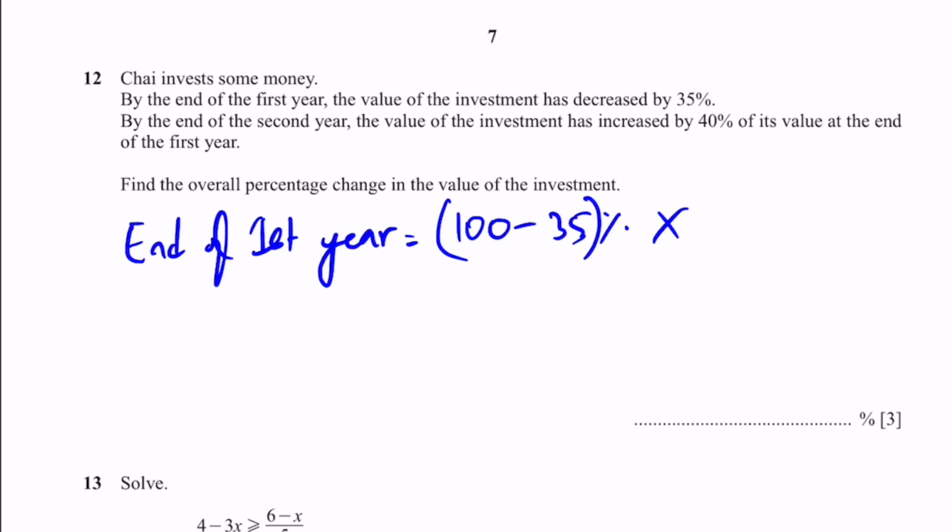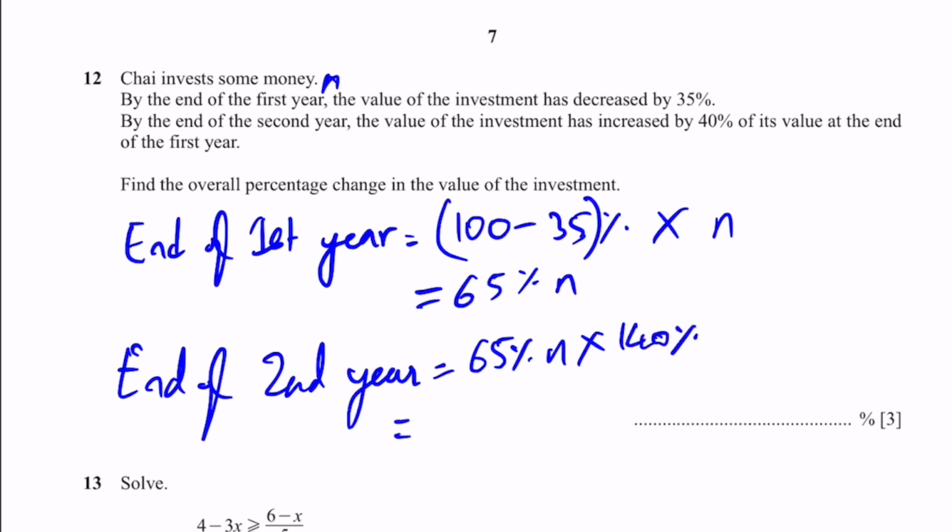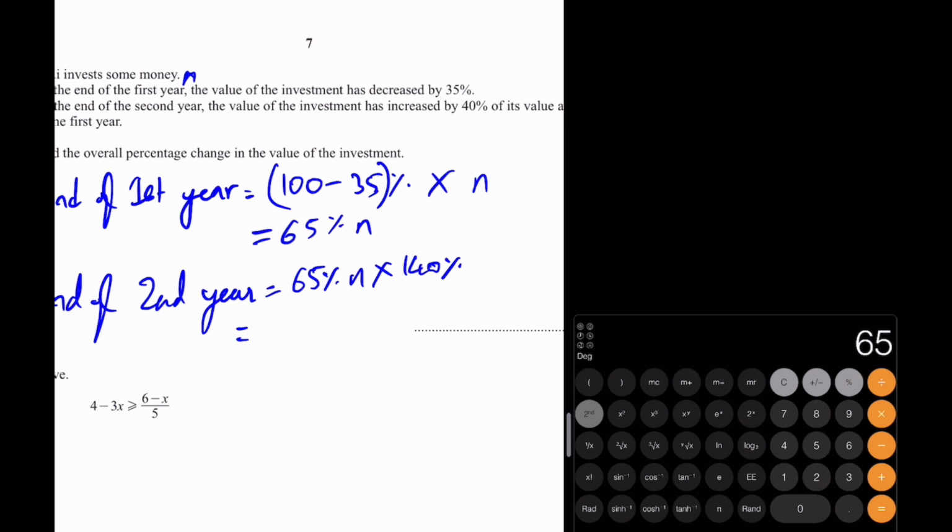So let's just call that N. So I'll just say that the money invested is N. So that'll be 65% of N. And now at the end of second year, it'll be 65% of N into 40 plus 100, which is equal to 140%. So let's get our calculator out. Here we go, 65 into 140. And since there's a percentage, we divide by 100. That's 91% of N.